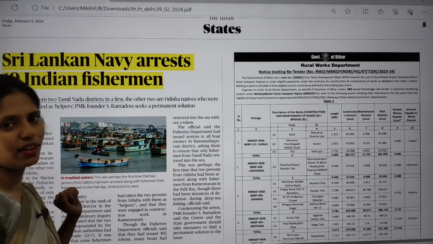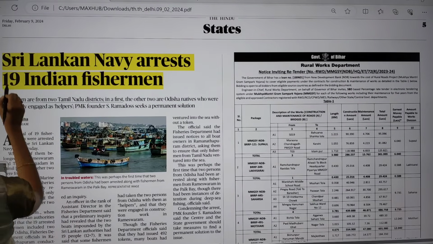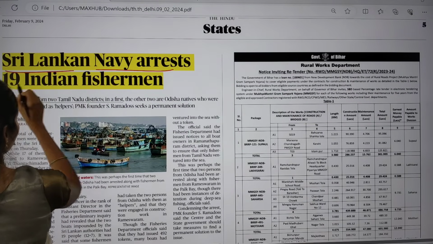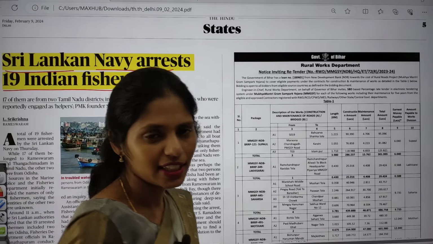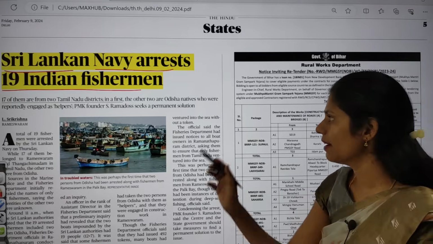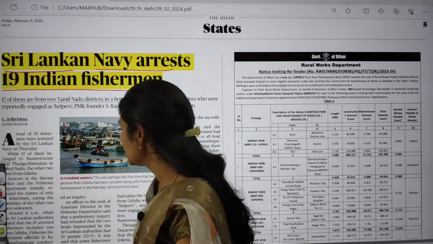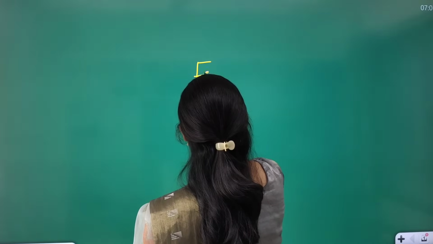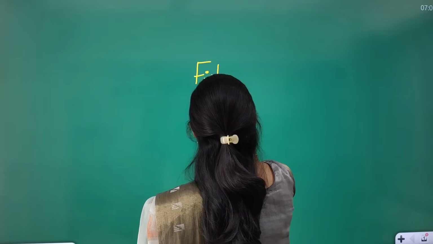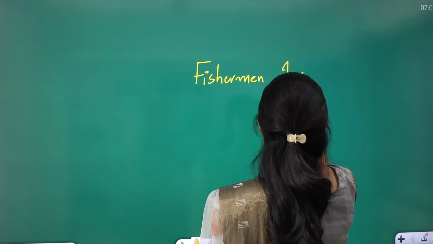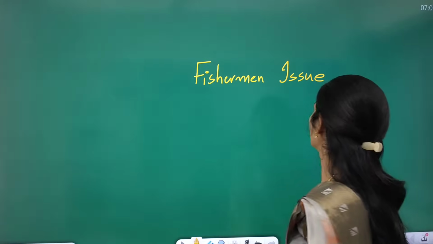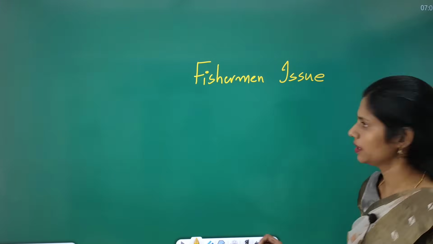Yes, here you can see one article. The title says Sri Lankan Navy arrests 19 Indian fishermen. The title says that Sri Lankan Navy personnel arrested our Indian fishermen. So this article is very important. Let us try to see the dimensions. This article is talking about the fishermen issue.